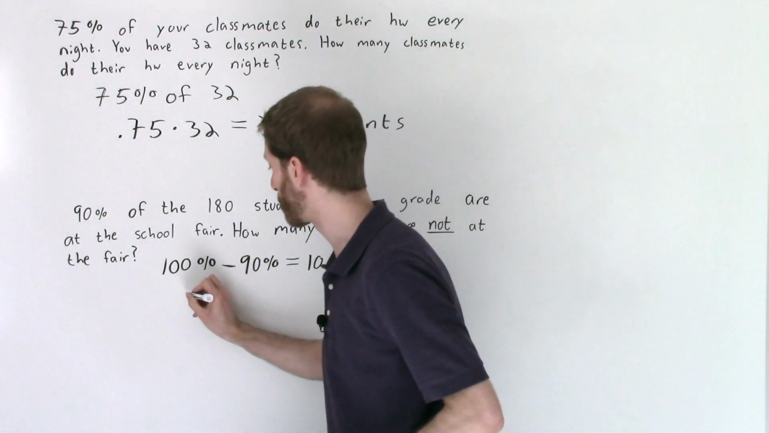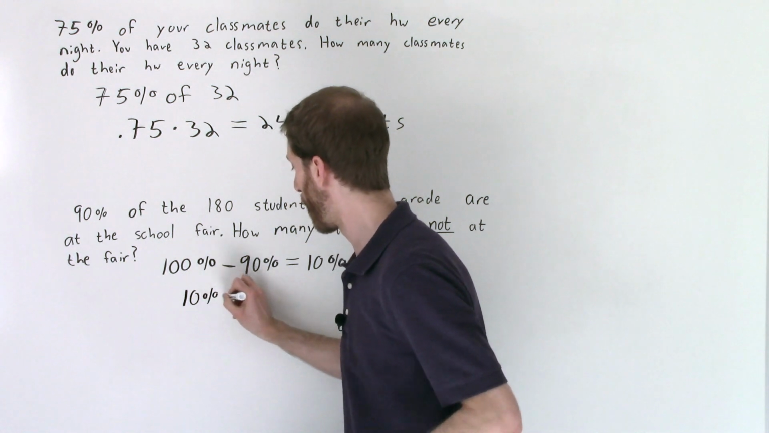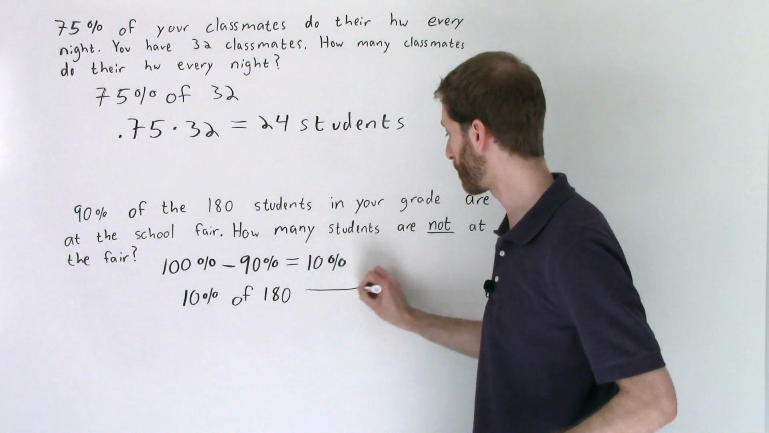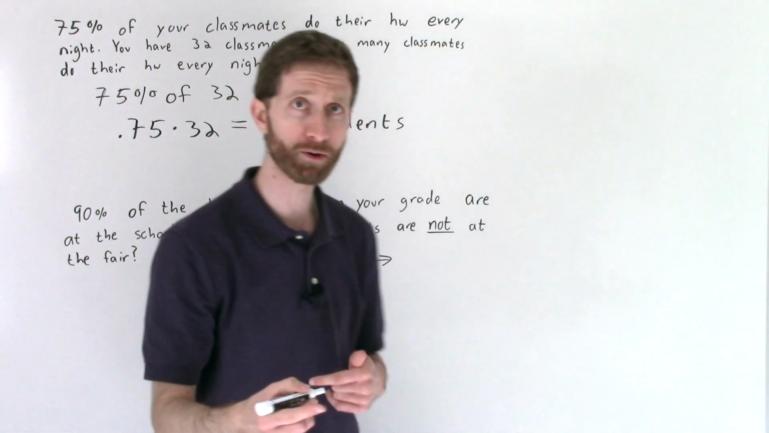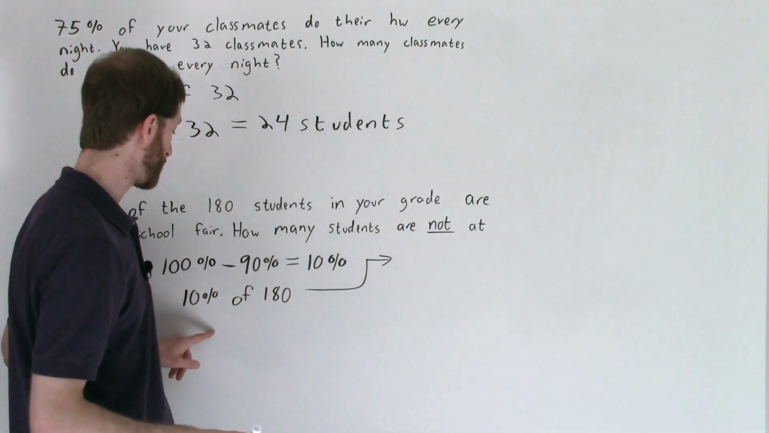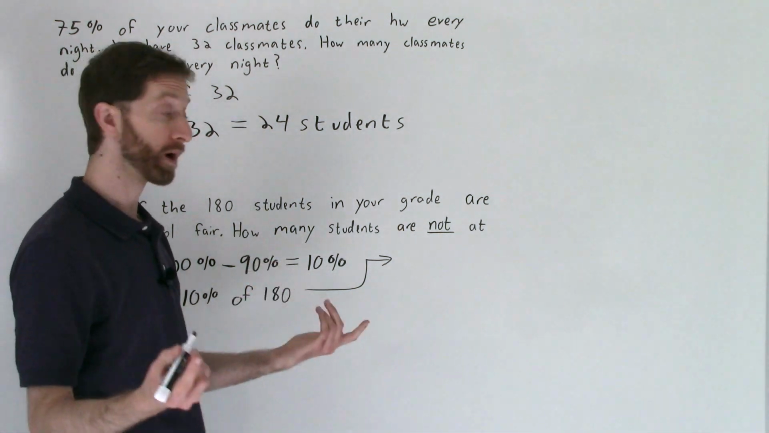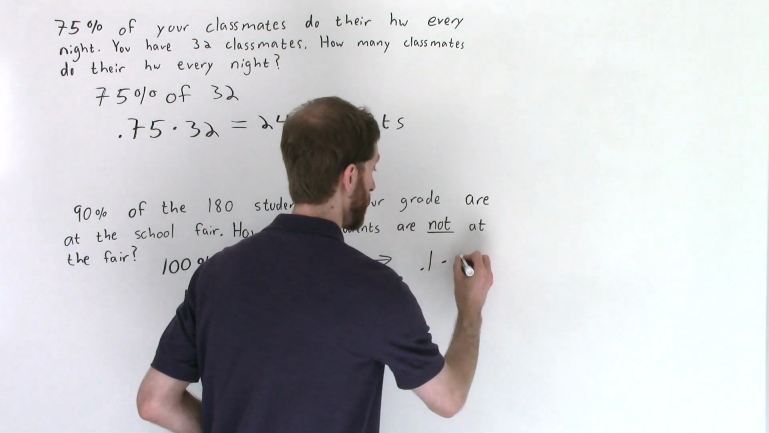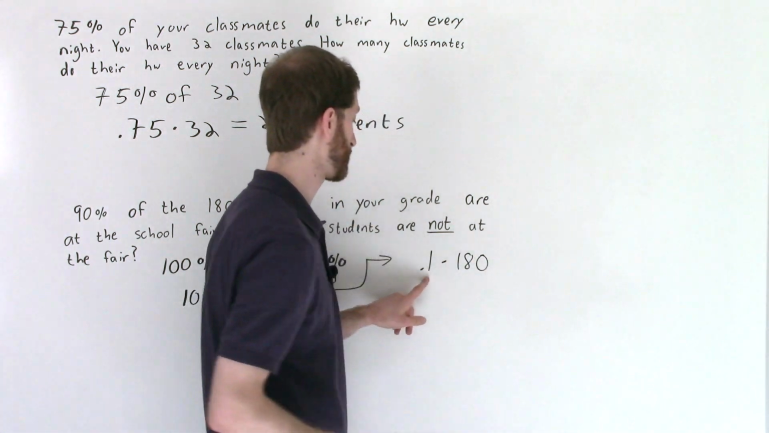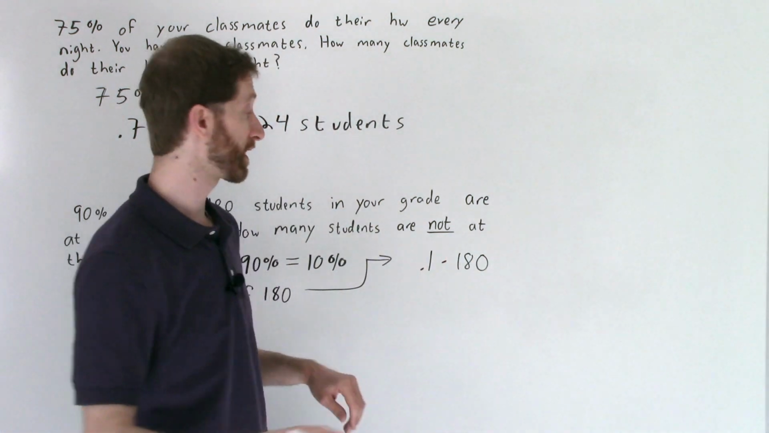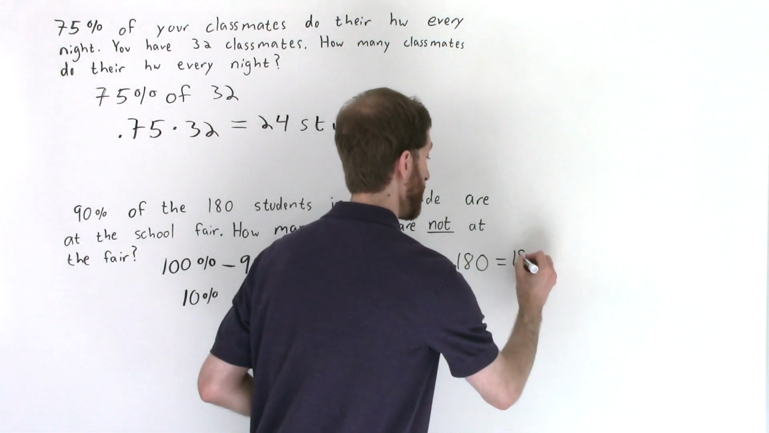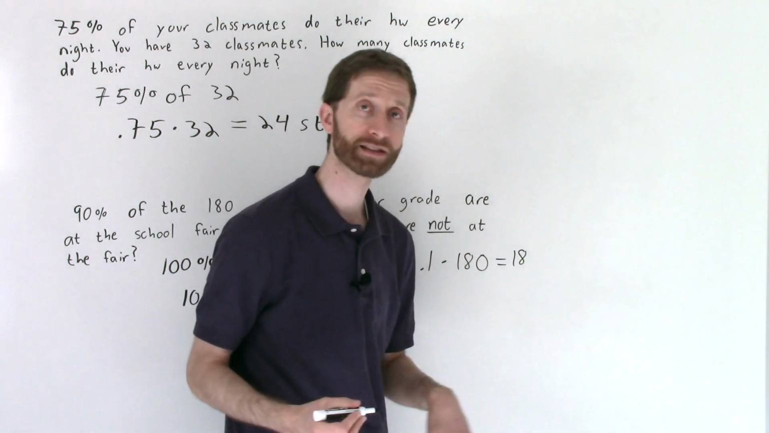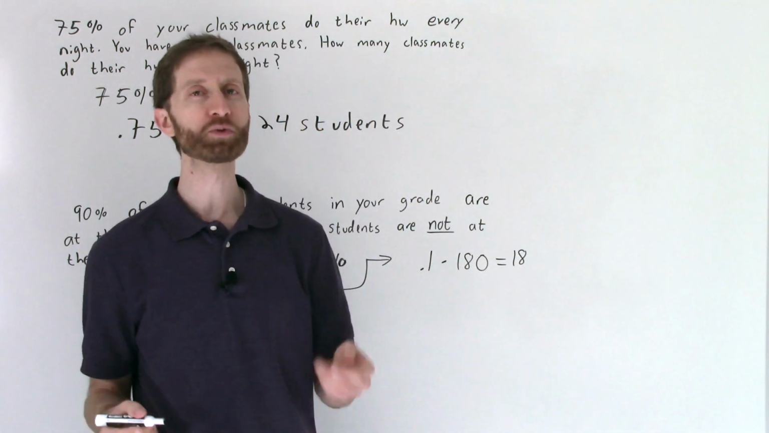So you're really just doing 10% of 180. How do we do that problem? I'll do that work over on this side and flip my body around here. So 10% of 180. What is that? Well, that's going to be 0.1 times 180, right? You do that in the calculator and you get 18 classmates or students are not at the school fair. So that's a really cool problem.